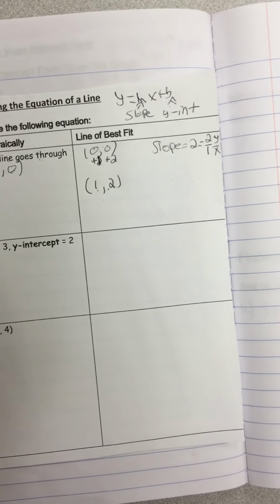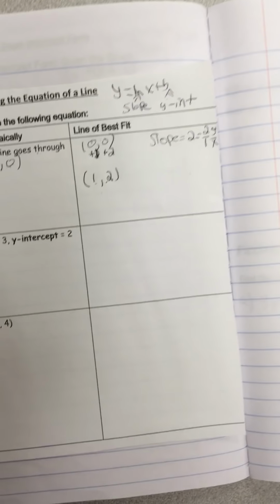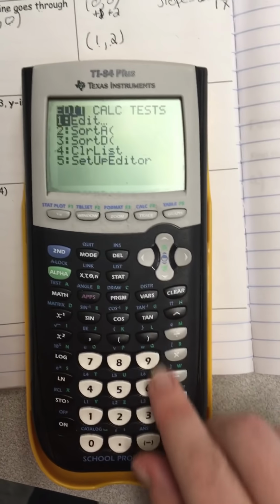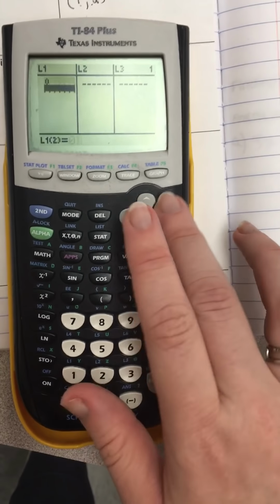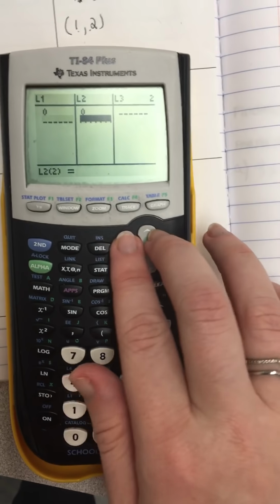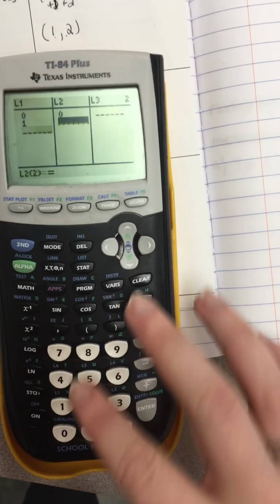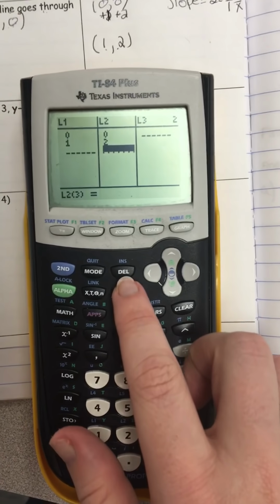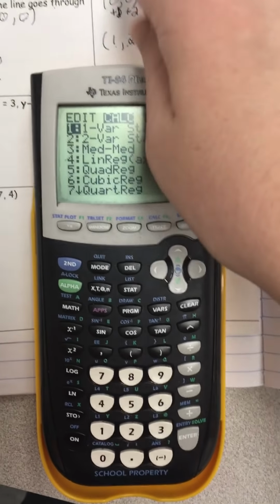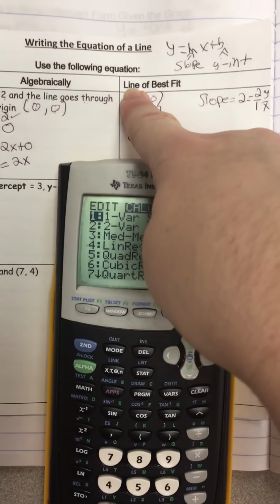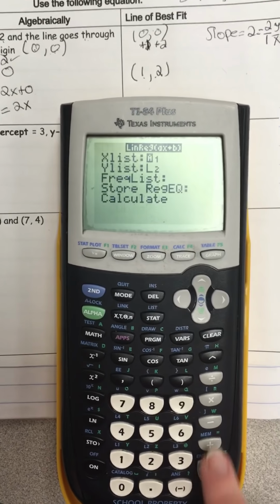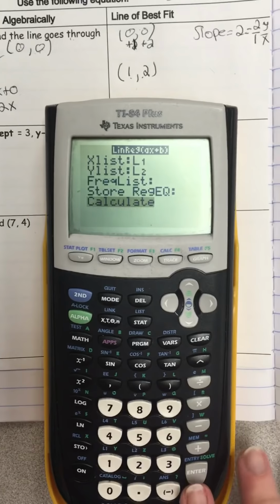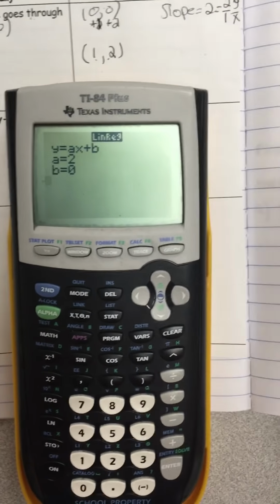So now I can go ahead and put it in the calculator. As a refresher, from last unit, we go stat, edit, and then we put in those 2 points. So we got 0, 0, and 1, 2. Then we're going to do stat calc, and since this tells me it's a line, I need to use the word line, just like we did last unit. Go all the way down to calculate. That gives us our equation of the line.